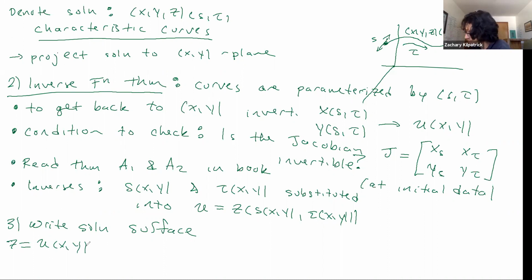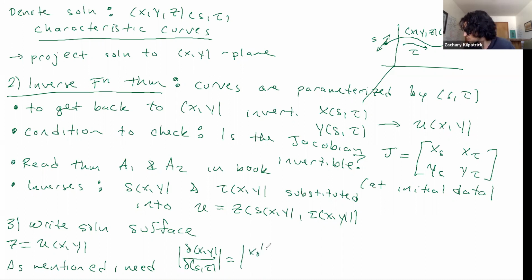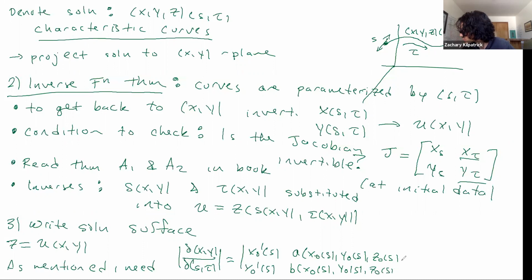And as mentioned, we need this following condition, right? That the determinant of the Jacobian needs to be non-zero. Okay, so in our case, this is given by x0 prime of s, y0 prime of s, and then these two terms here are just given by your right-hand side at the initial data. A of x0 of s, y0 of s, and z0 of s, b of x0 of s, y0 of s, z0 of s. We want this to not be equal to 0, okay?